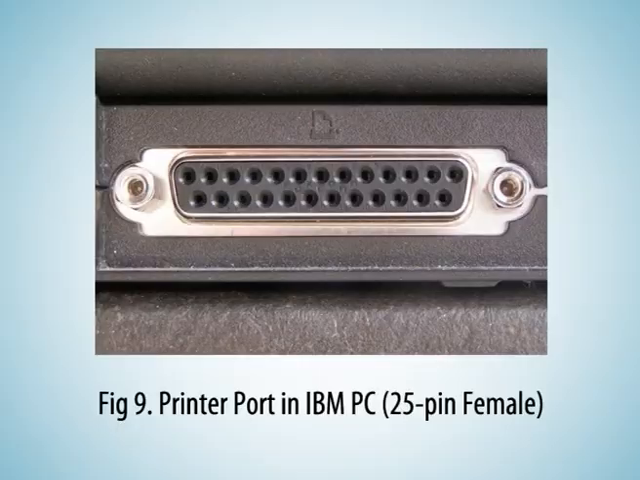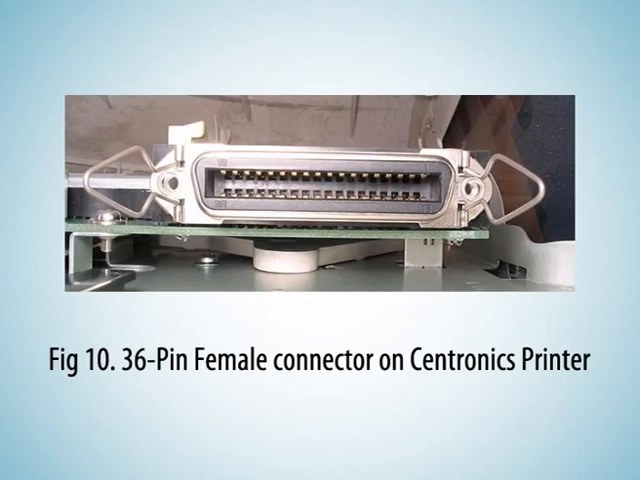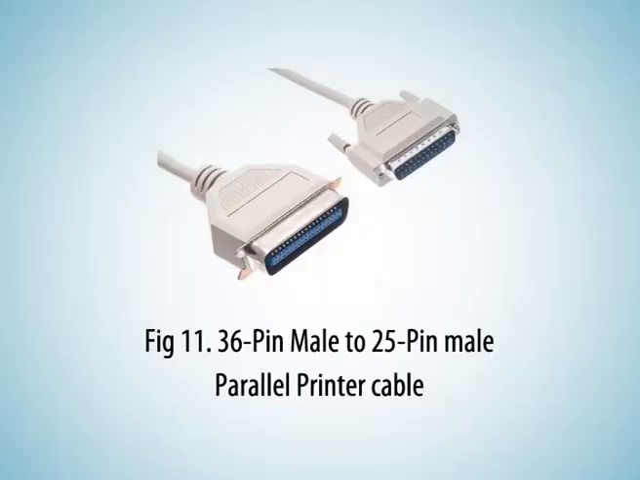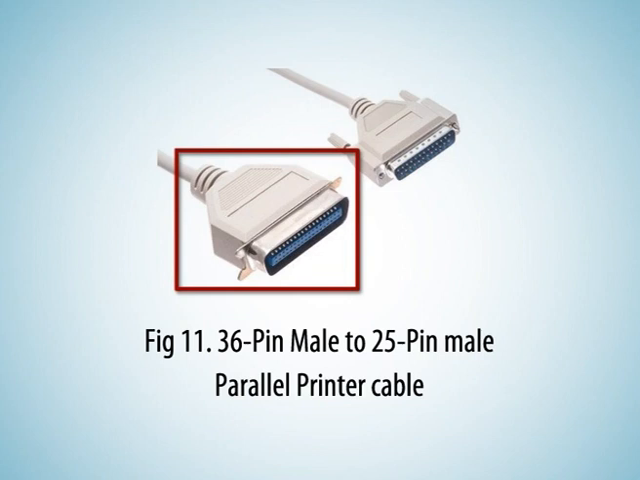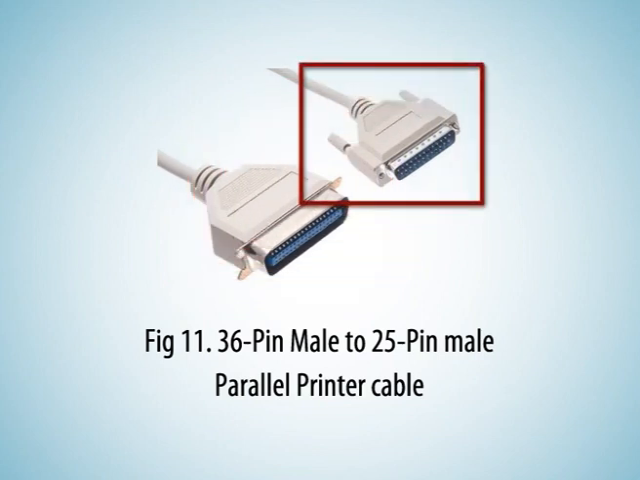IBM provided a 25-pin female connector on its chassis as shown in figure 9. The Centronics compatible printer had a 36-pin female connector on its chassis as shown in figure 10. IBM devised a cable using a 25-pin male connector at PC end and a 36-pin male connector at the printer end, which is popularly called printer cable or parallel printer cable. Figure 11 shows a 36-pin male to 25-pin male parallel printer cable. Note that the left side connector is the 36-pin male connector, which is slightly larger than the 25-pin male connector, shown on the right side.